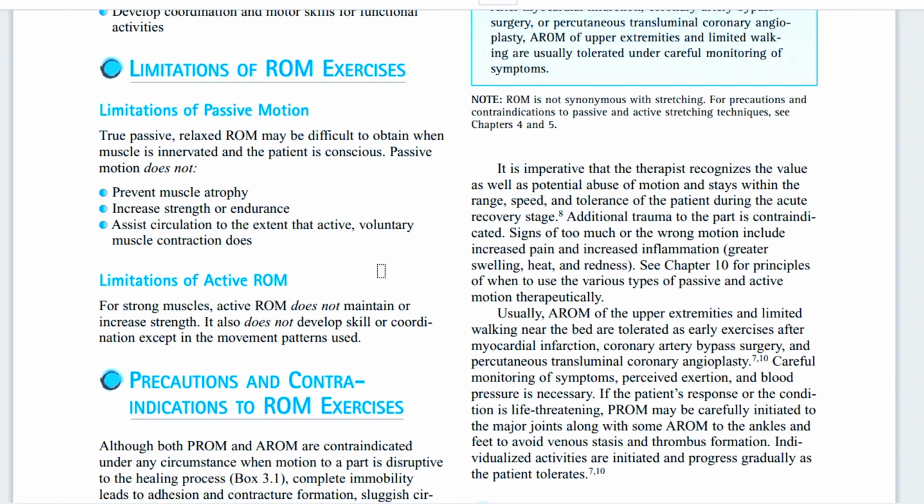You have to increase patient strength, you have to develop patterns, you have to work on specific patterns to achieve skills of coordination. You have to activate the cerebellum to achieve any coordination-related issues. So you have to work on these. These are the limitations of passive and active range of motion.